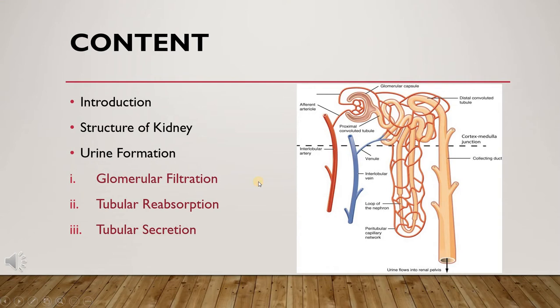So in this topic we discuss, first of all of course, the introduction, then the structure of the kidney, then the steps involved in urine formation, that is glomerular filtration, tubular reabsorption and tubular secretion.